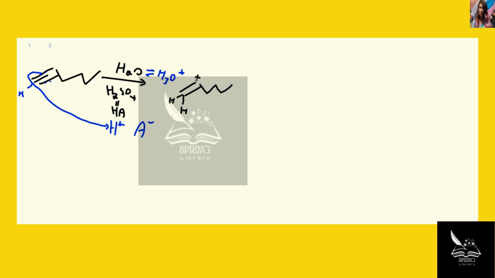We now have a secondary carbocation. And what do we have left? Well, we have A minus and H2O if we were to pick it up from H3O plus. Well, now we need to identify nucleophiles. So we know that oxygen, being electron rich, can act as a potential nucleophile. So we'll use water. And the reason we use water, not A minus, is that water is the solvent.